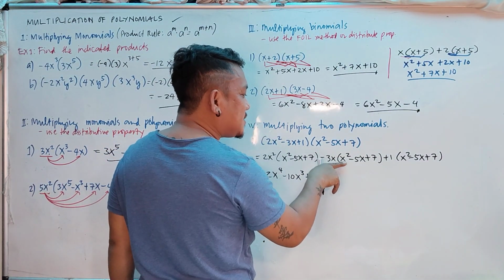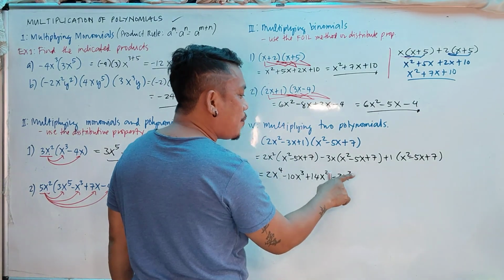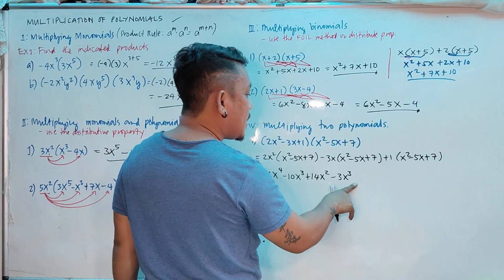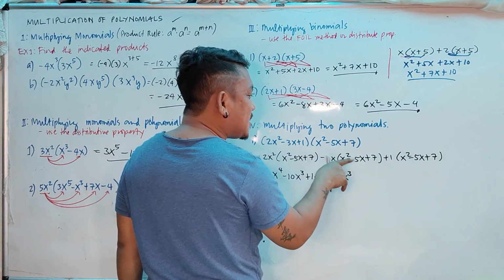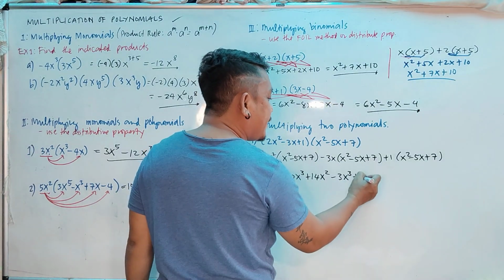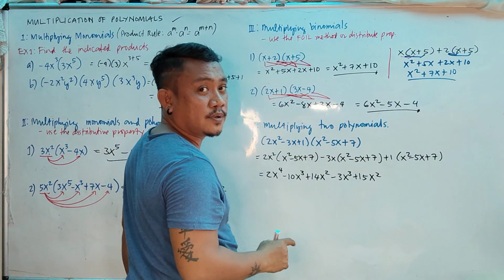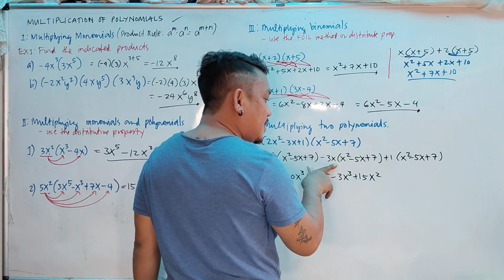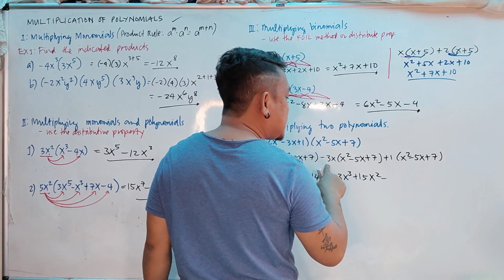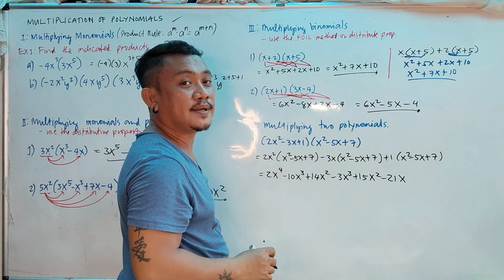Negative 3x times x squared. Negative 3x cubed. Why x cubed? 2 plus 1, you have 3. Okay? Negative 3x times negative 5x, you have positive. What is 3 times 5? 15. Then x squared. Because 1 plus 1 is 2. Okay? Negative 3x times positive 7, you have negative. 7 times 3 is 21. You just copy the variable x.